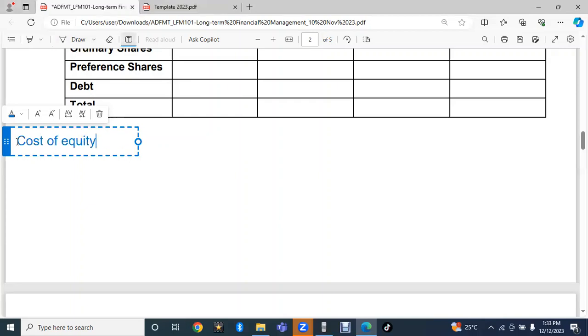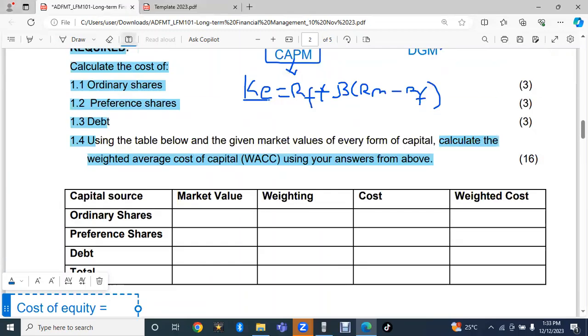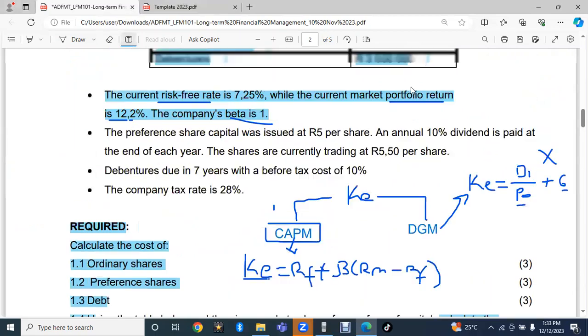So cost of equity equals risk-free rate. The risk-free rate is given in the question at 7.25%. The market return is 12.2% and beta is 1. So we're going to use this information.